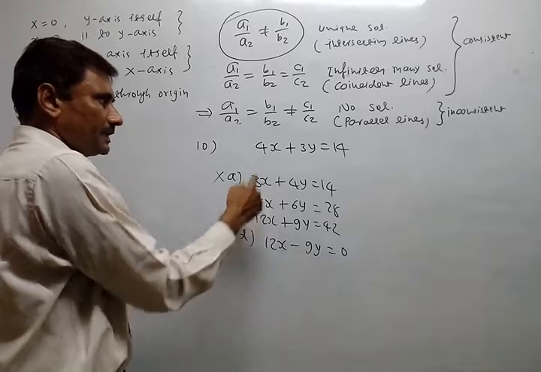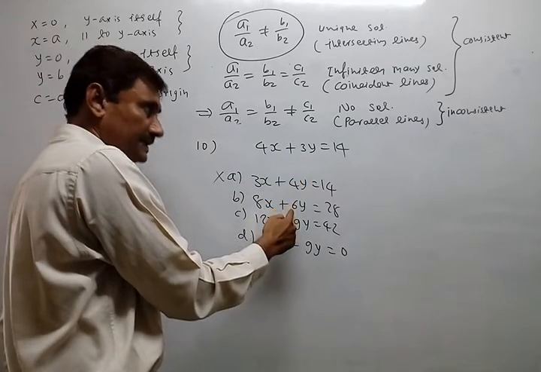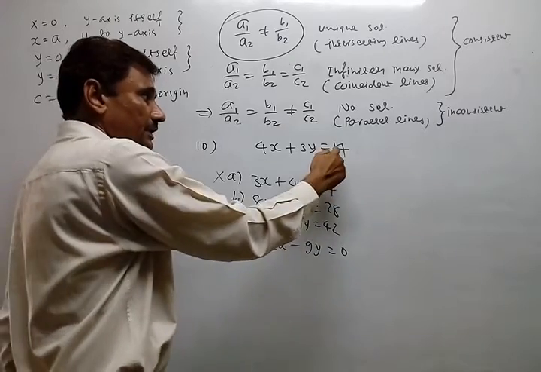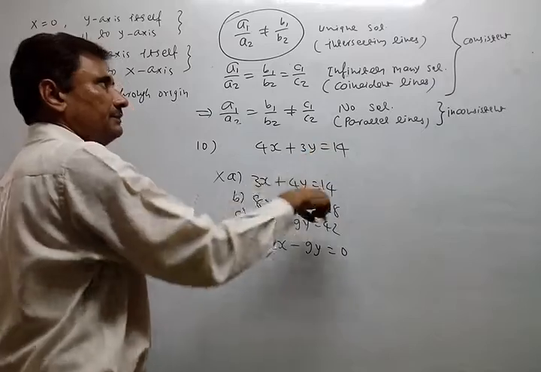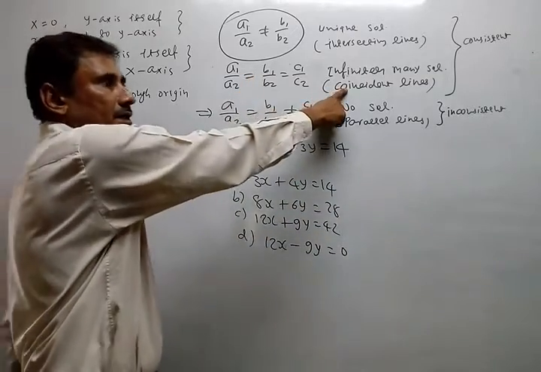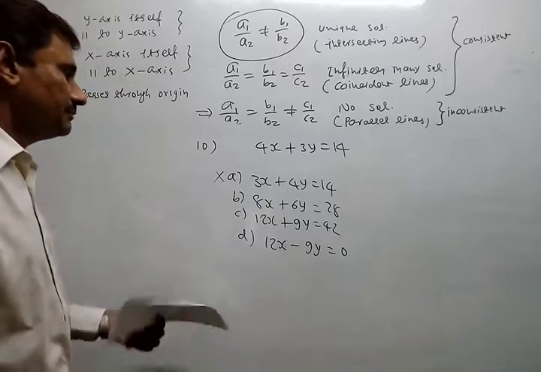Now look here: 4 by 8 means 1 by 2, 3 by 6 again 1 by 2, and 14 by 28 is 1 by 2. So 1 by 2, 1 by 2, 1 by 2. But this is the condition of coincident lines, not of parallel lines. So B also is not the answer.